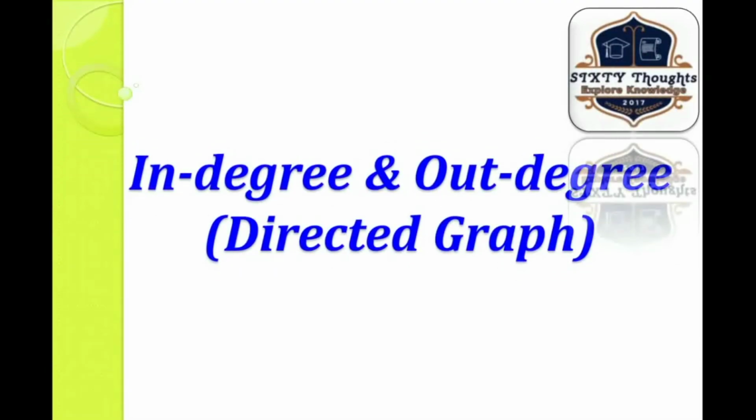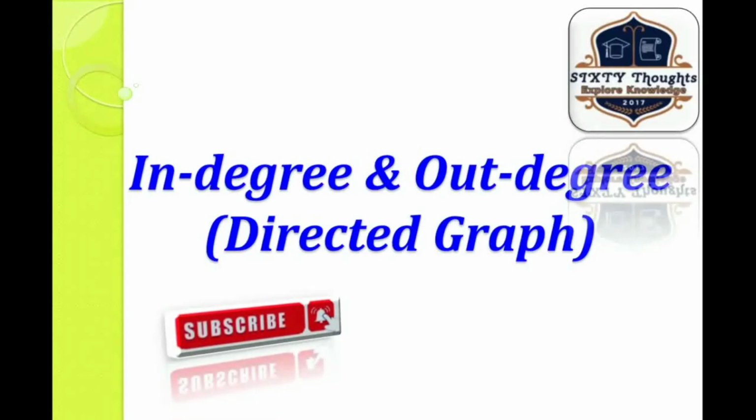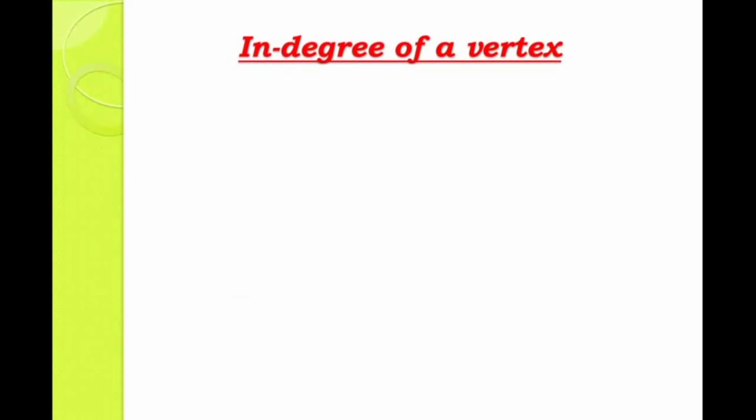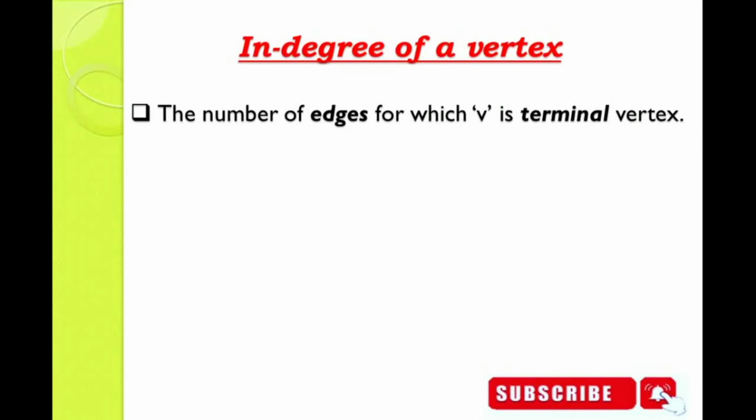Today's topic is how to find the in degree and out degree of a directed graph in discrete mathematics. Okay, so let us see. The first definition is: what is meant by the in degree of a vertex? First I will tell you what is meant by in degree, and later we will see the mathematical definition. In degree is nothing but the number of edges coming to a particular vertex.